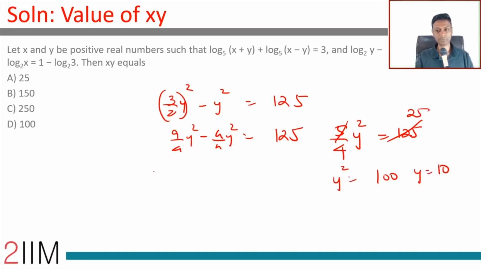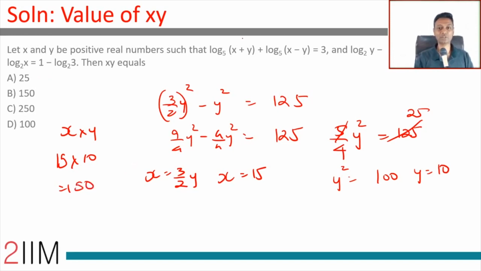Wonderful. y is 10. y cannot be minus 10. Therefore, we know that 5 by 4 into y square is 25. y is 10. We know that x is 3 by 2 y, or x is 15. x into y is 15 into 10, which is 150.